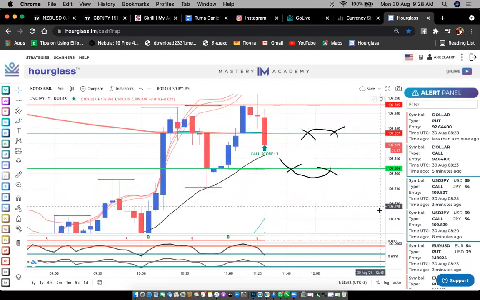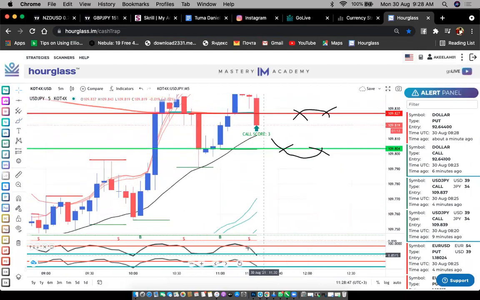So if it comes down to this 804 area, you are going to see that RSI is going to get there. Stochastic also is going to get to green.